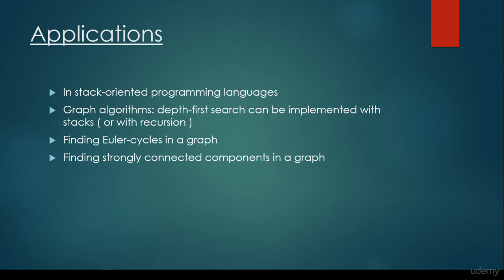So what about the applications of the stack abstract data type? Of course, in stack-oriented programming languages, we can use stack as an abstract data type. And lots of graph algorithms rely heavily on stack abstract data types, such as depth-first search, which can be implemented with the help of stacks. Okay, we can implement it with the help of recursion, but we can implement it with the help of stacks as well. Or finding the Euler cycles in a graph relies heavily on the stack abstract data type. Or finding strongly connected components in a graph. For example, for Kosaraju's algorithm, we definitely have to use a stack as an underlying abstract data type.